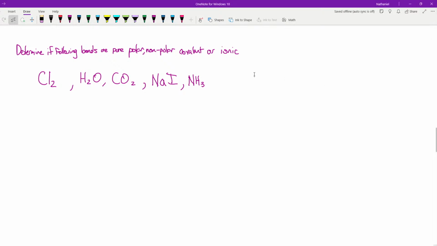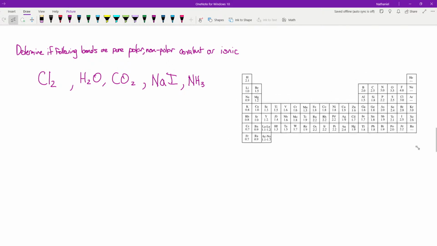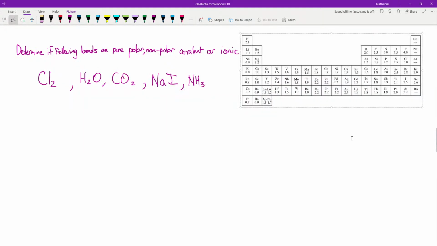Don't test me. We're gonna need this. Okay, we'll take a little break after this. This one. I don't know what this would be. Right. Let's do it. So, determine if the following bonds are pure polar, nonpolar covalent, or ionic.